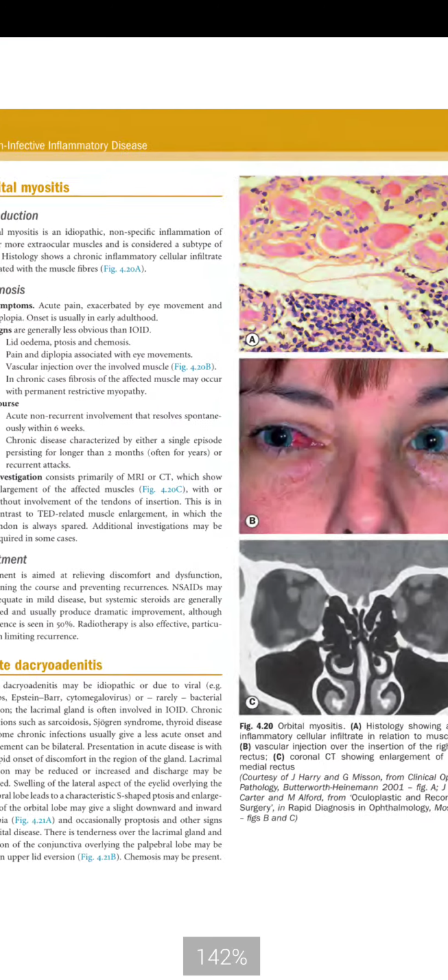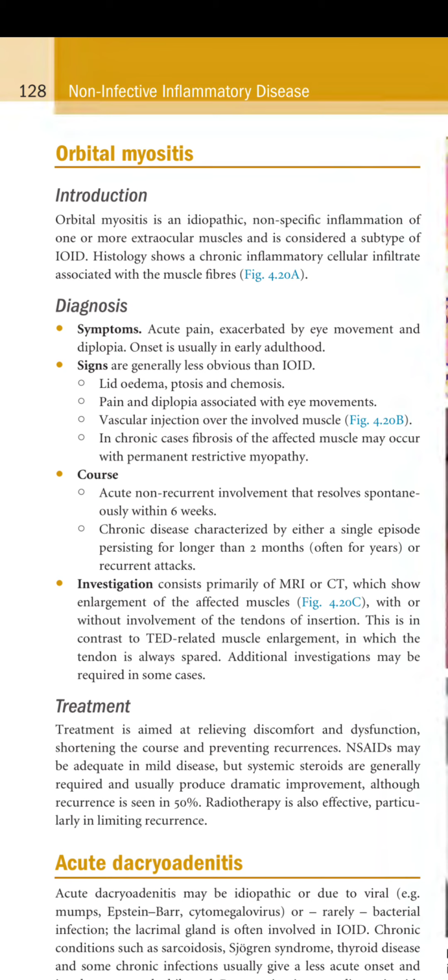So next here is orbital myositis. Orbital myositis is an idiopathic non-specific inflammation of one or more extraocular muscles and is considered a subtype of IOID. So it is a subtype of IOID in which one or more extraocular muscles are involved. Histopathology shows a chronic inflammatory cellular infiltrate associated with muscle fiber.